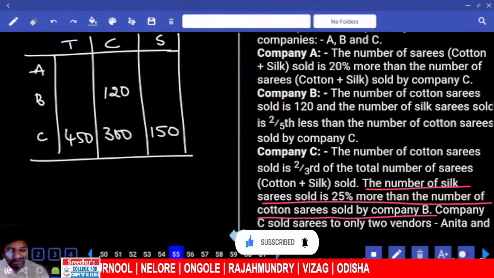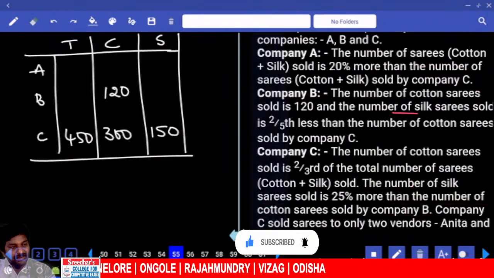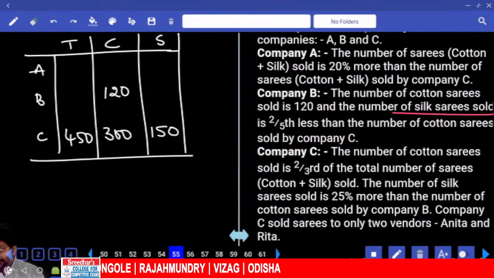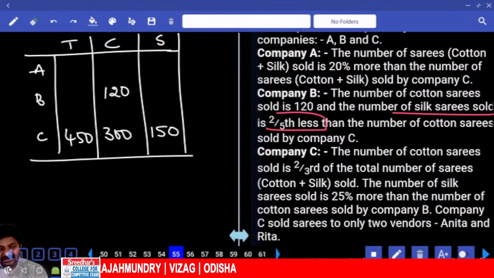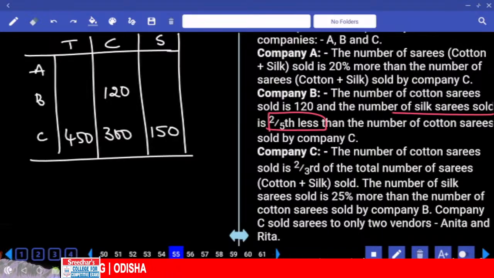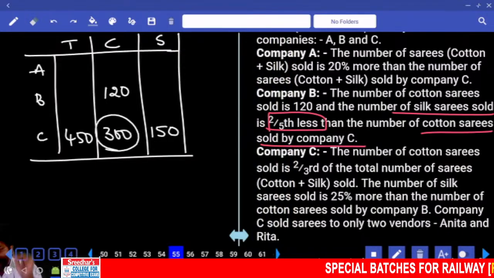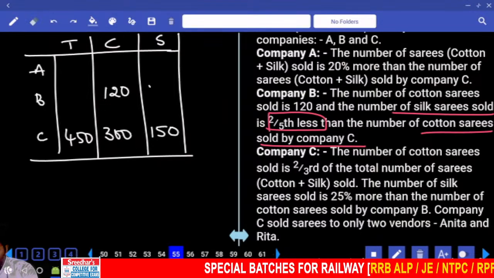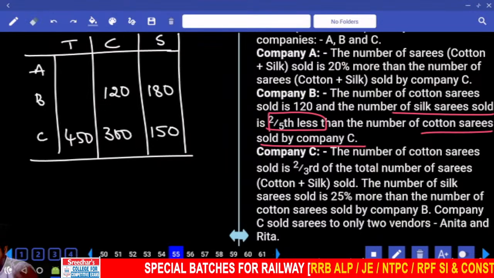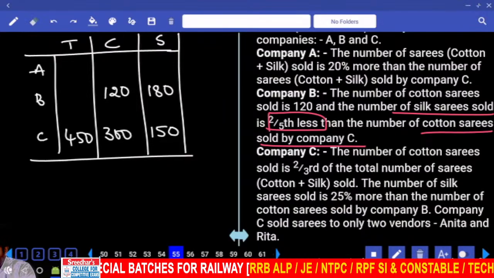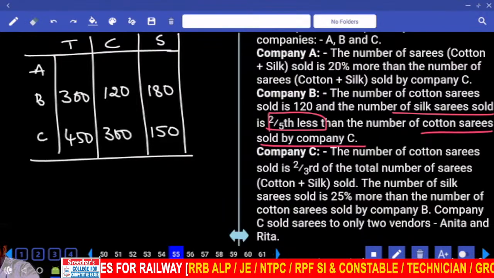Something we left in B. Silk sarees sold in B is 2/5 less. Wait a minute. If it is 2/5 less, it will be 3/5. 3/5 of what? Cotton sarees sold by C. What is 1/5 of cotton sarees sold by C? 60. 3/5, 180 silk sarees are there. Then total 300 are there.